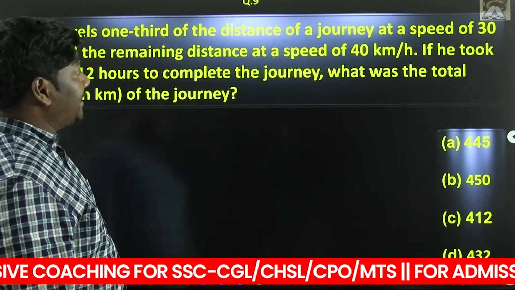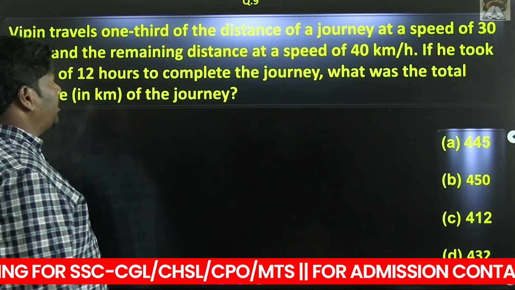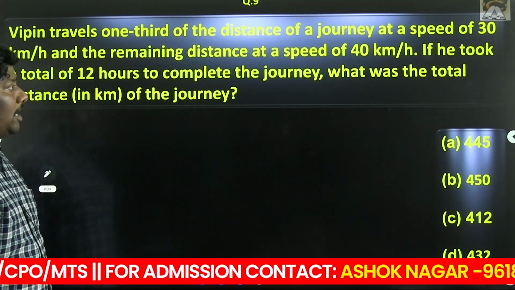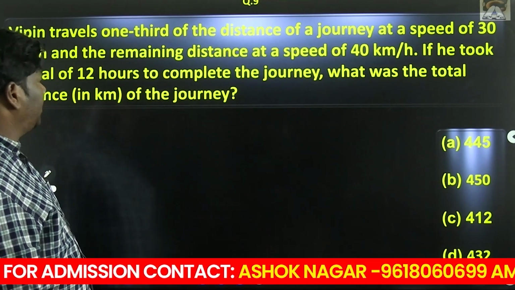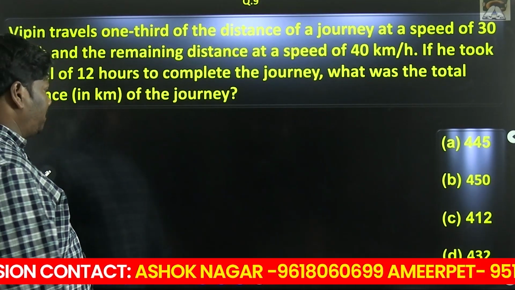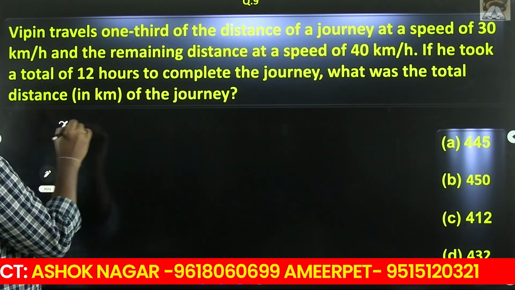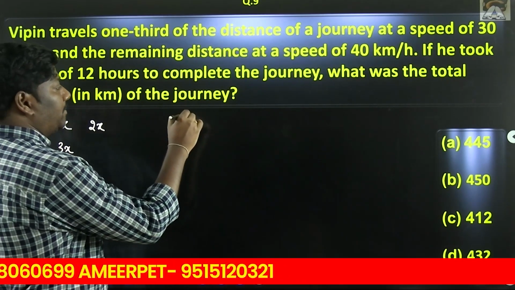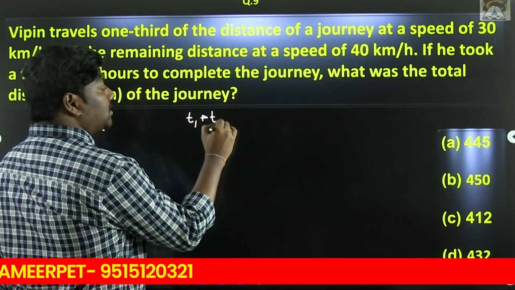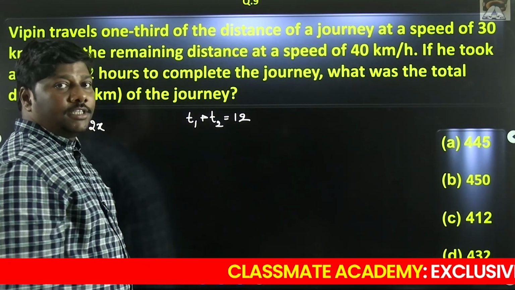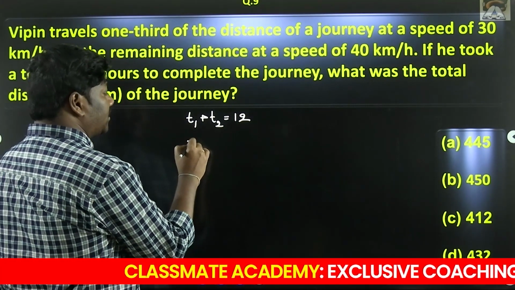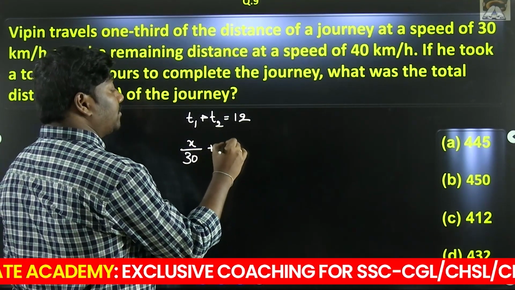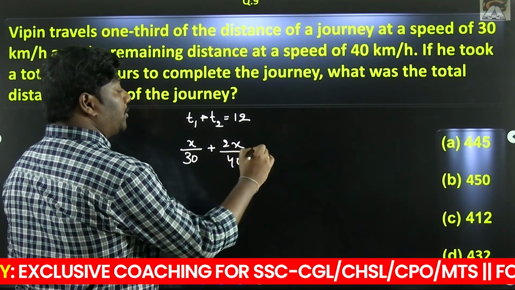We travel 1/3 of the distance of the journey at a speed of 30 km per hour and the remaining distance at a speed of 40 km per hour. If we took a total of 12 hours to complete the journey, what was the total distance of the journey? So I am taking the journey as divided into 1/3 and 2/3. Total journey I am taking as 3x. Total time T1 plus T2 is 12 hours. Time is nothing but distance by speed. So I am taking the distance as x. The first speed is 30 km per hour, the second speed is 40 km per hour. Put together, 12 hours.